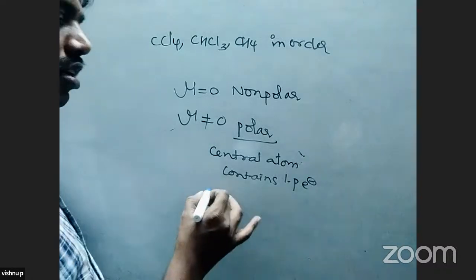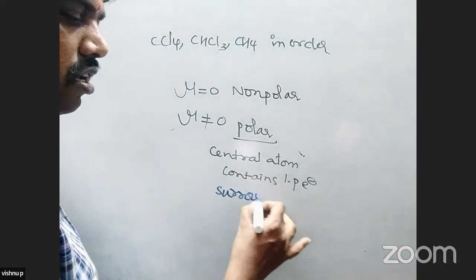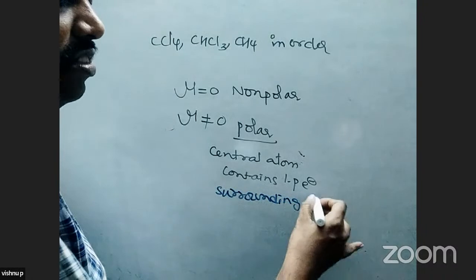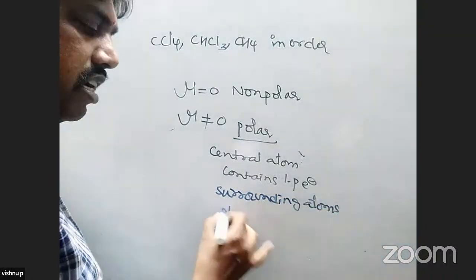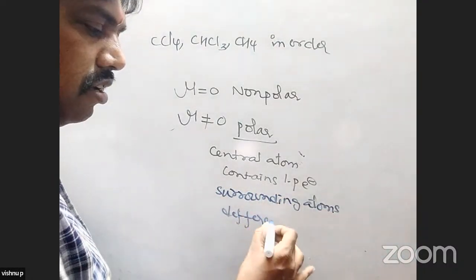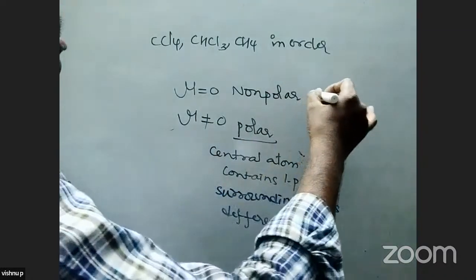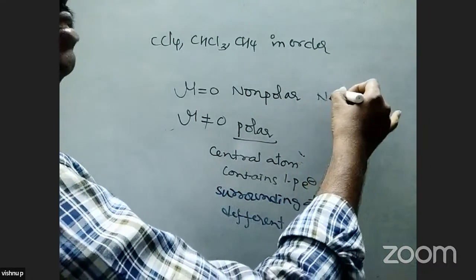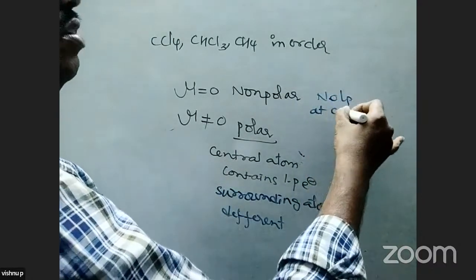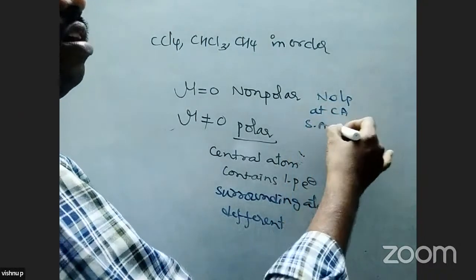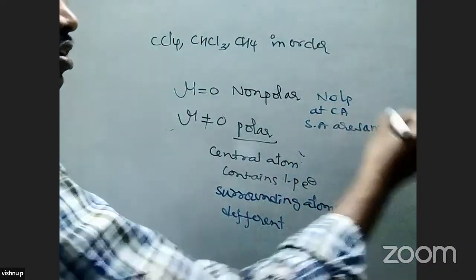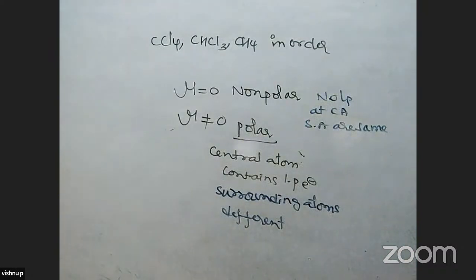Here, surrounding atoms different. It is also polar in nature. Non-polar: no lone pairs at the central atom, and surrounding atoms are the same. If these conditions are followed, then that molecule is called a non-polar molecule.